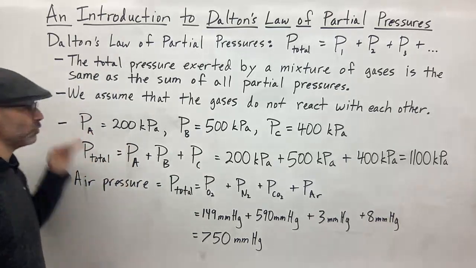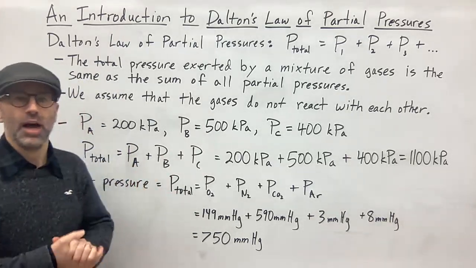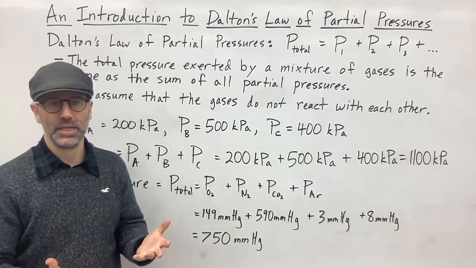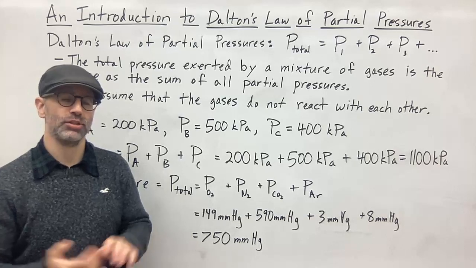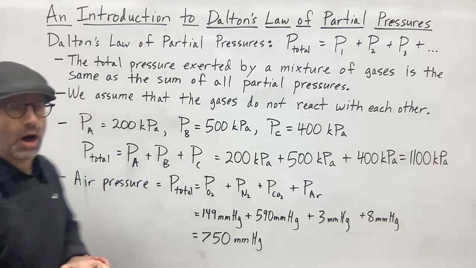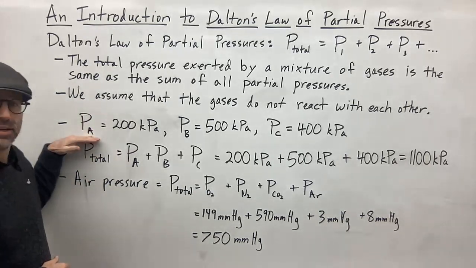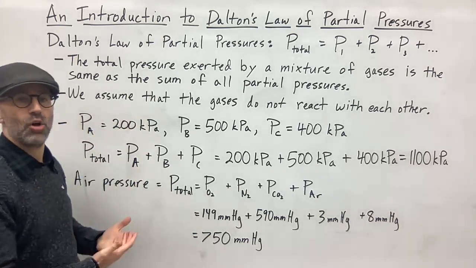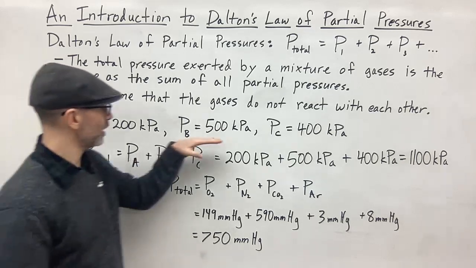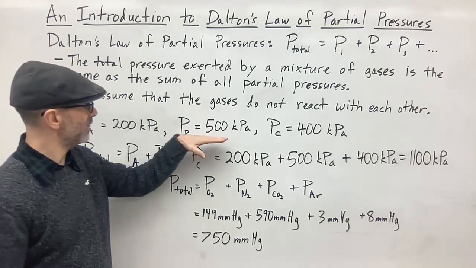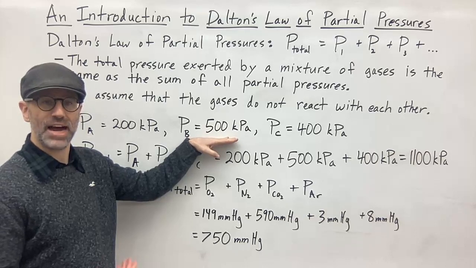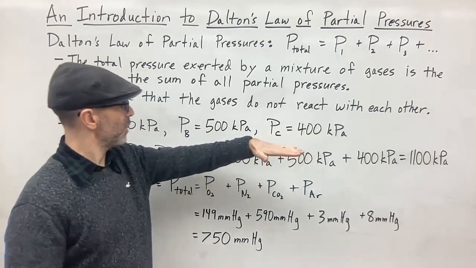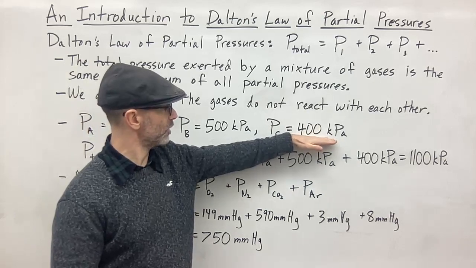So here, the first one is let's say we have these separate containers, same volume, same temperature, everything's the same about these containers except for the gases themselves and the partial pressures of those gases. So in container one, we have some gas A, and it's exerting a pressure of 200 kilopascals. So that is the pressure in container A. Container B, same volume and temperature, that gas B is going to be exerting 500 kilopascals of pressure. And then in container C, again, same volume and temperature, that gas is exerting a pressure of 400 kilopascals.